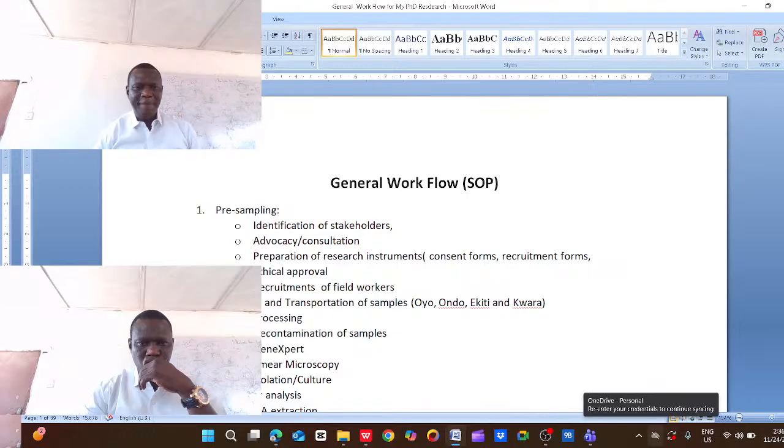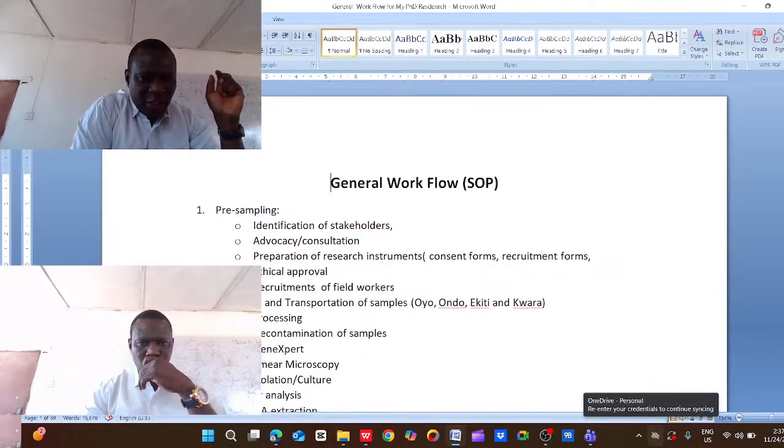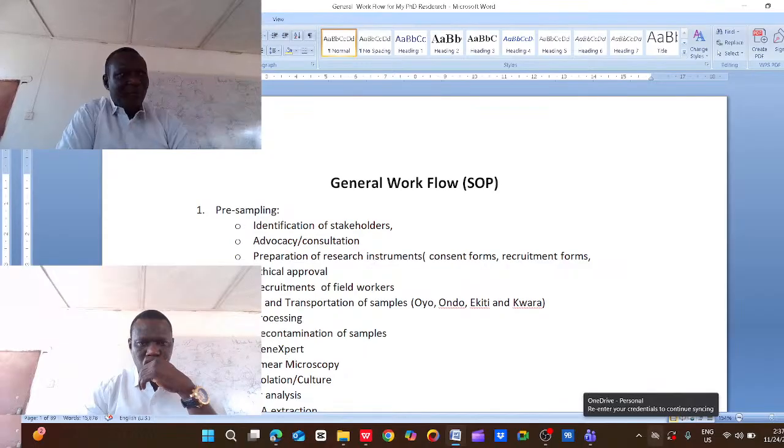That will be the end of your pre-sampling. Don't forget, the pre-sampling is made up of how many sub-items? Five. The first one is identification of stakeholders. Two, advocacy and consultation. Three, preparation of research instruments. Four, ethical approval. Five, recruitment of workers.